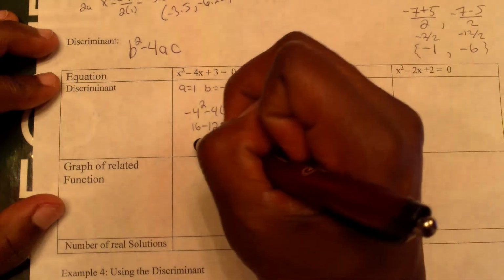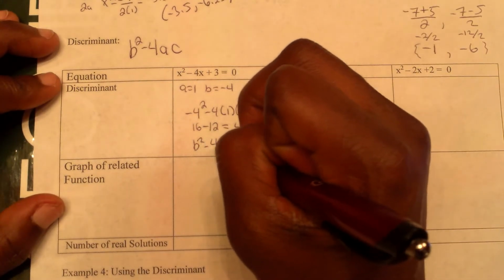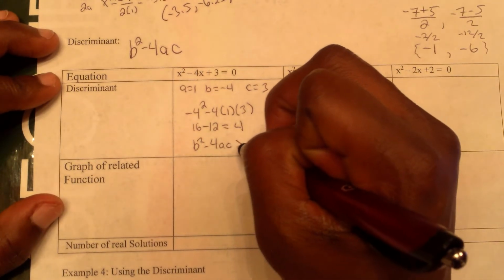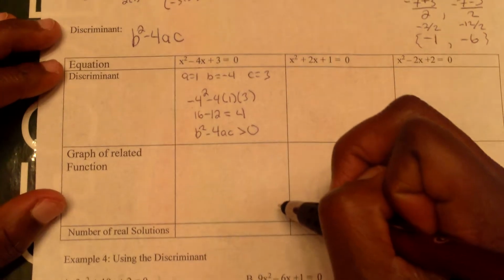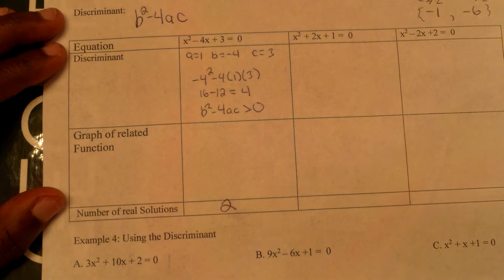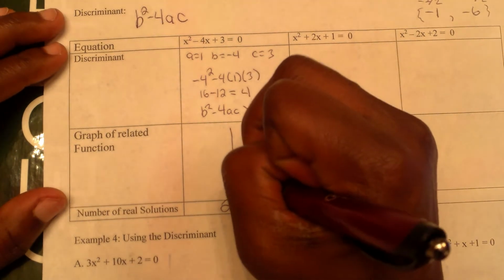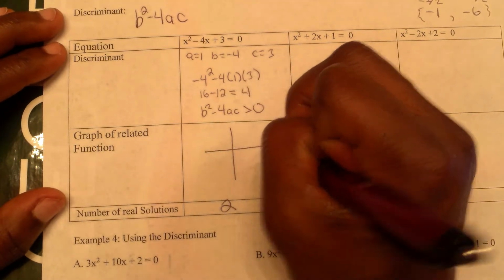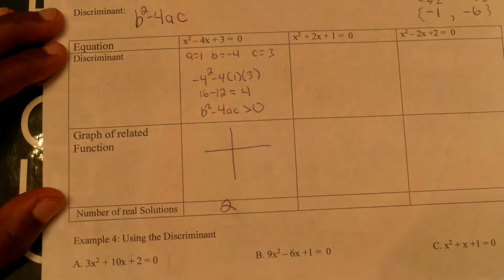Whenever your b squared minus 4ac is greater than 0, that tells us we're going to have 2 real solutions. Everybody got that? So when we graph this problem right here, that means it'll cross the graph twice.